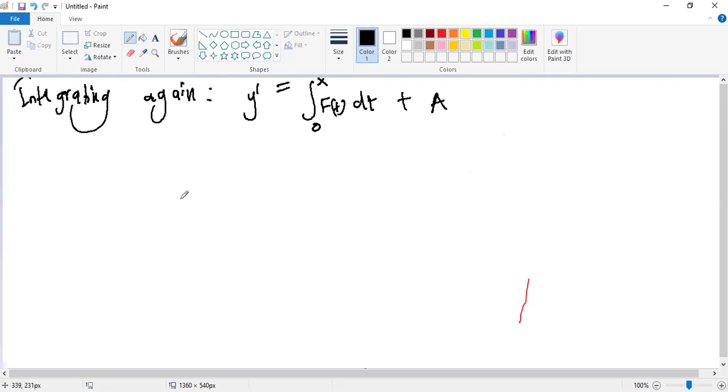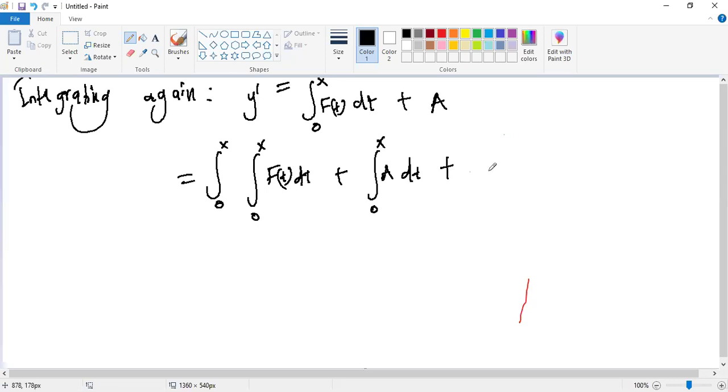So integrating again, we are going to have integral from 0 to x, another integral from 0 to x of f of t dt, plus integrating this, integral from 0 to x of a dt, plus another constant of integration, which is b. So this translates to integral from 0 to x, integral from 0 to x of f of t dt. Remember, using Cauchy's formula, we can evaluate this double integral. But first of all, let's have this. So a is a constant of integration. You can take the a outside.